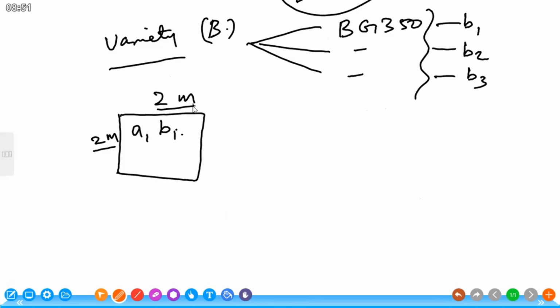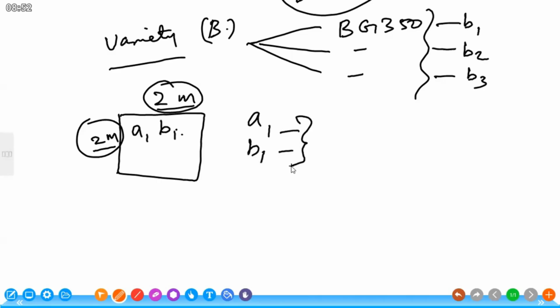This plot size is 2 into 2 meter. Can I have a treatment? What is this treatment? A1, B1. What is this combination? A1 and B1: four-wheel tractor tillage in BG 350. Is it possible to have a plot 2 into 2 meter to combine these 2 levels of factors? No. Why?